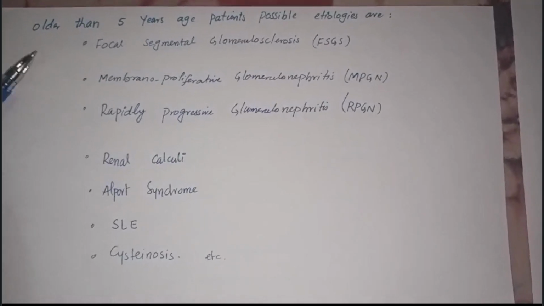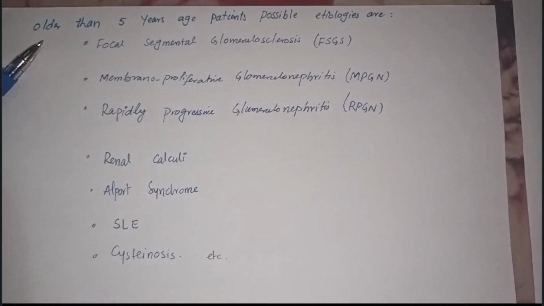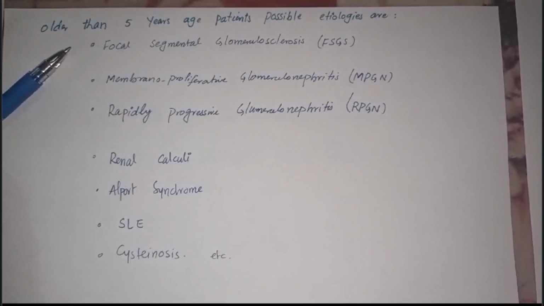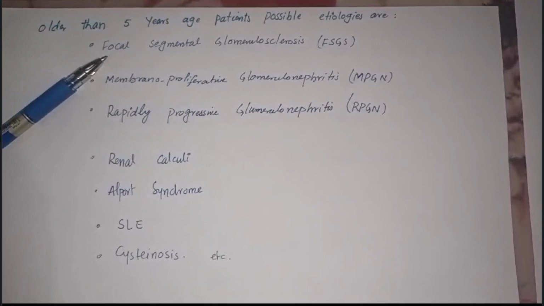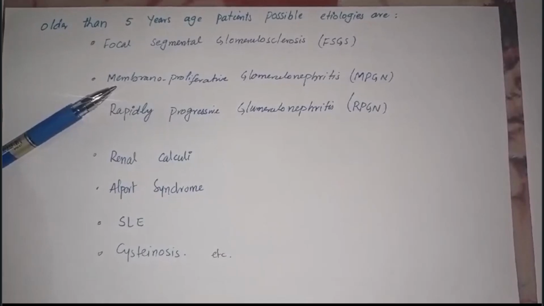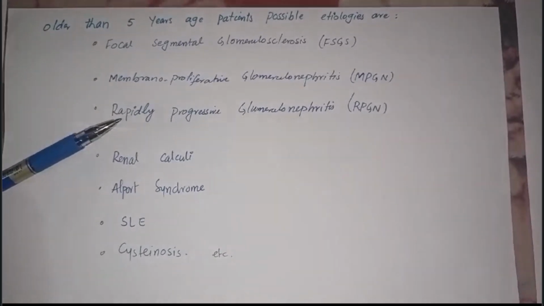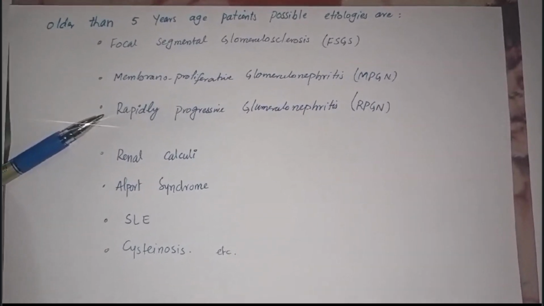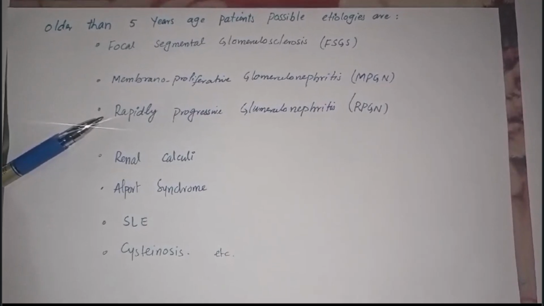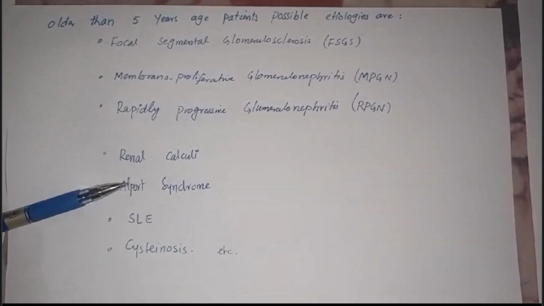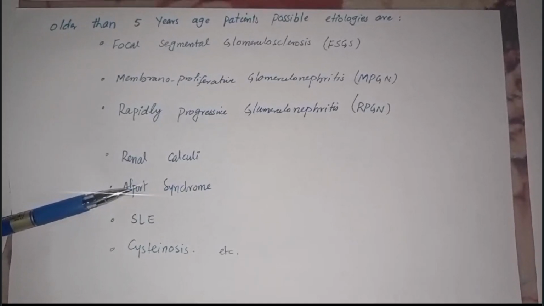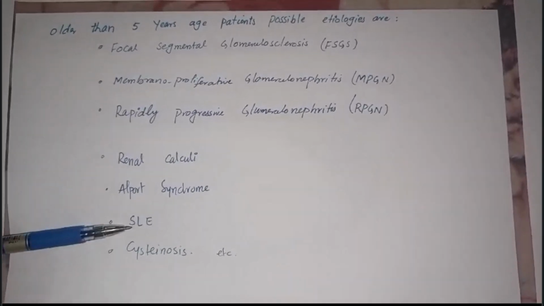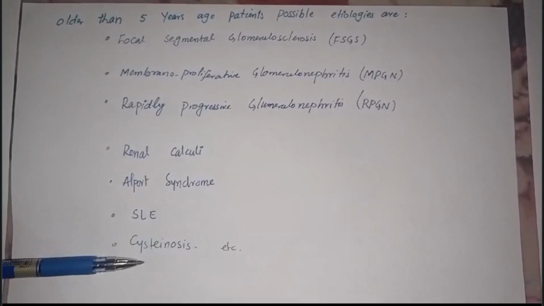In patients of more than 5 years of age at which the kidney damage starts, the possible etiologies of CKD are focal segmental glomerulosclerosis, membranoproliferative glomerulonephritis, and rapidly progressive glomerulonephritis. In these three, at the disease onset, usually the patient is well thriving. The other possible etiologies of CKD in patients of more than 5 years of age are renal calculi, Alport syndrome, SLE, cystinosis, and drugs, etc.